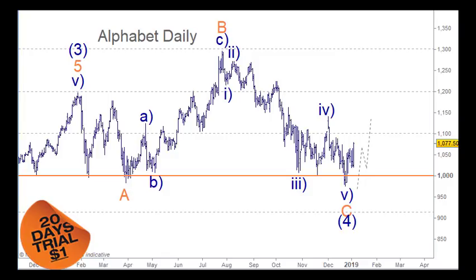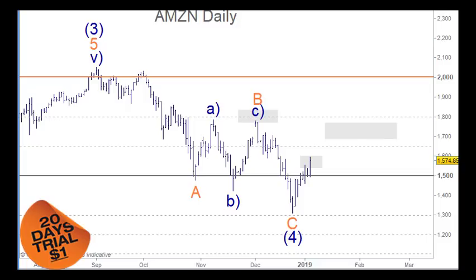And also, we need to look at Amazon as well. I kind of like Amazon, as you know, I like to use it. It's a bit of an elephant in the room. What I sort of like about this is it's the same pattern as the SP 500. So we could look at this as the A wave, an A and a B and a C for the B wave here.